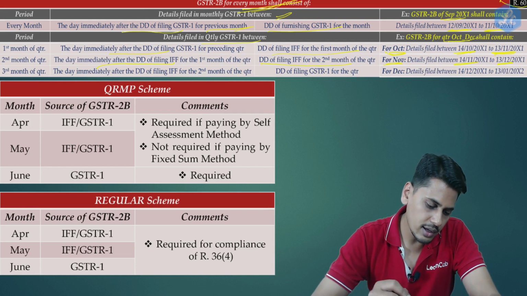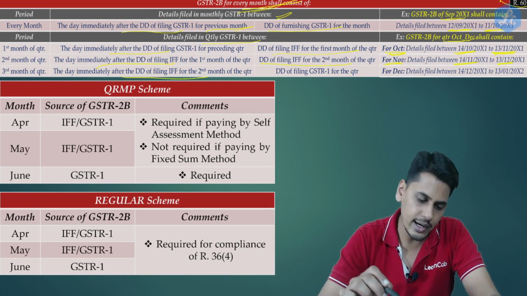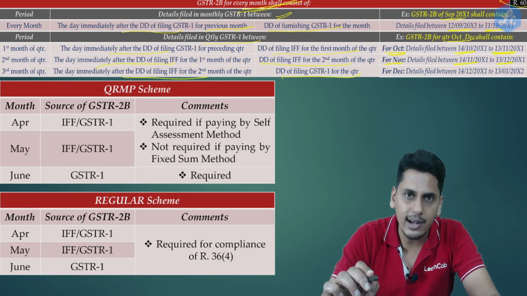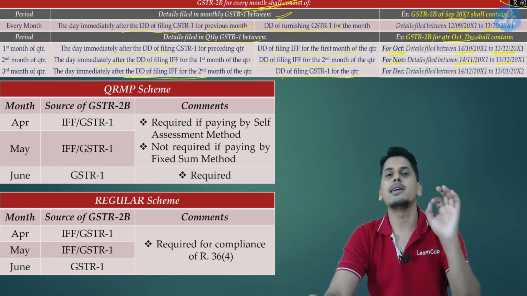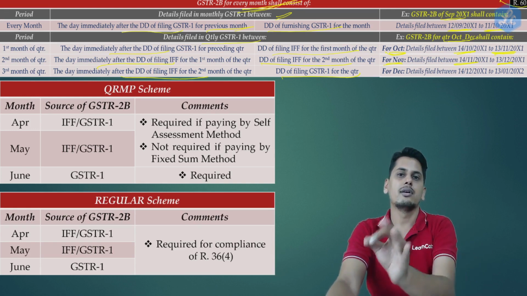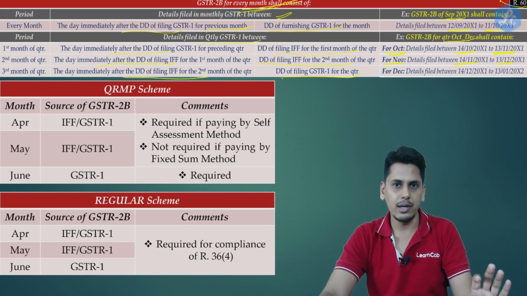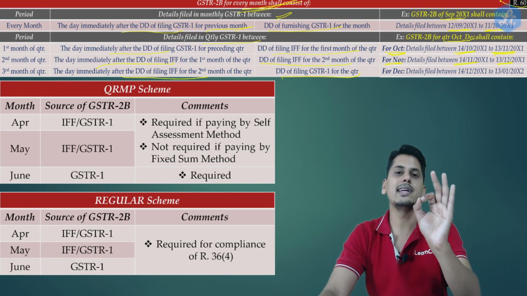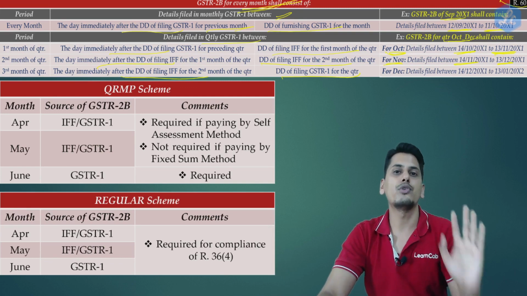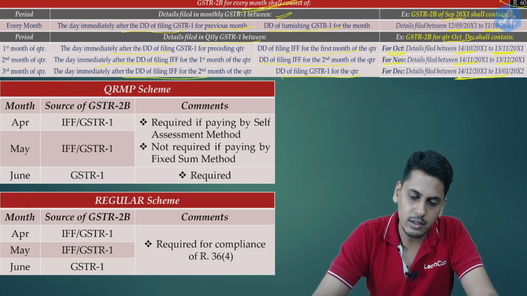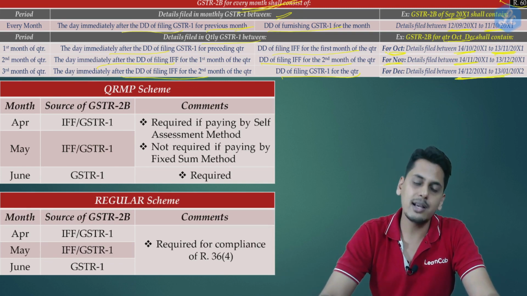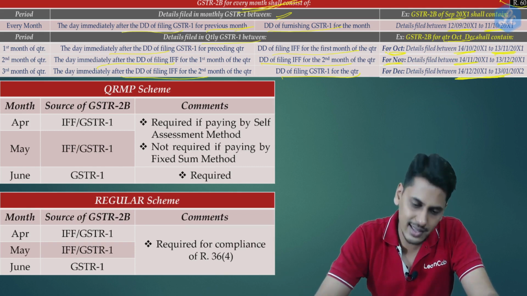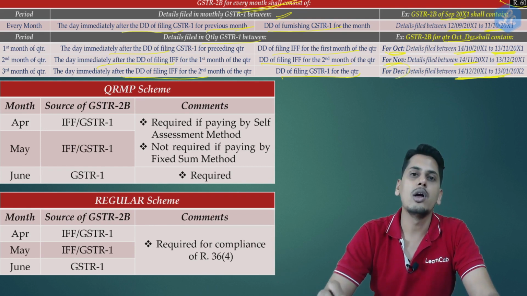For the third month of the quarter, the day immediately after the due date of filing IFF for the second month of the quarter till the due date of filing GSTR 1 for the quarter. So now friends, for December, the due date happens to be 13th of January, that is the cutoff date. The starting date, for November it was 13th December. Add another day, it becomes 14th December. So 14th December to 13th January. This becomes the cycle. The details furnished during this period would appear in GSTR 2B of December.